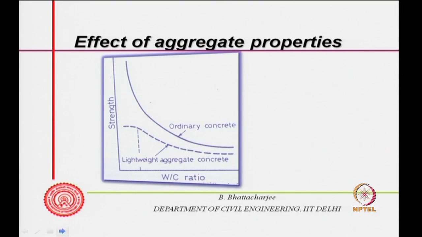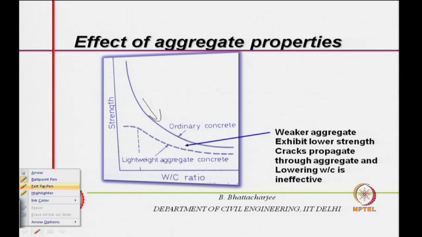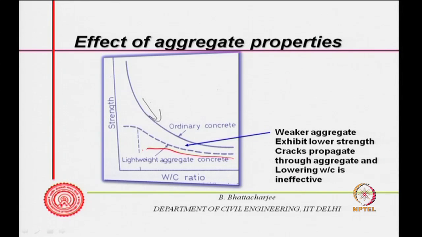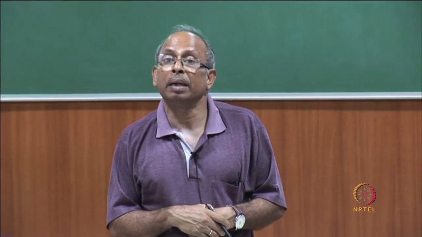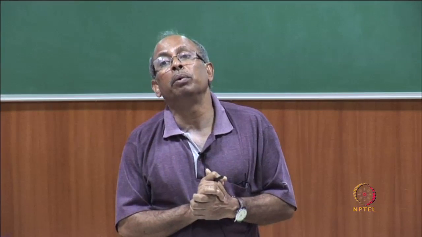Now, what about aggregate properties itself? If you look at ordinary concrete, strength varies with water cement ratio. As water cement ratio increases, strength decreases. But if you come to lightweight aggregate concrete, which has weaker aggregate, it exhibits lower strength, especially when water cement ratio is reducing, and cracks can pass through the aggregate themselves because of the weak aggregate. So, strength is usually governed by the weakest link.